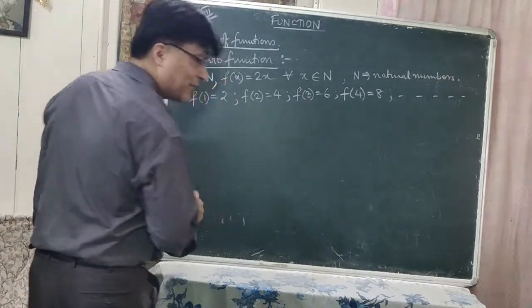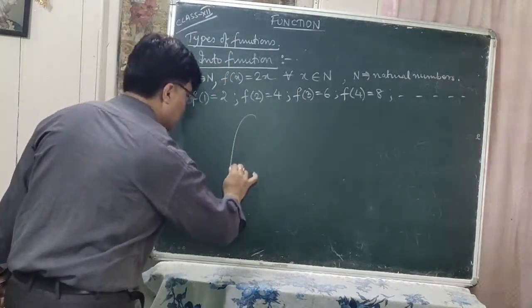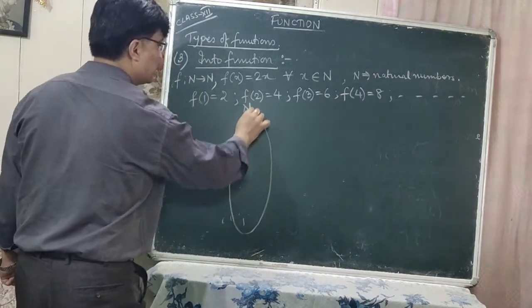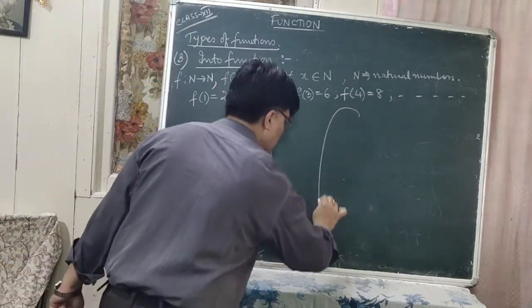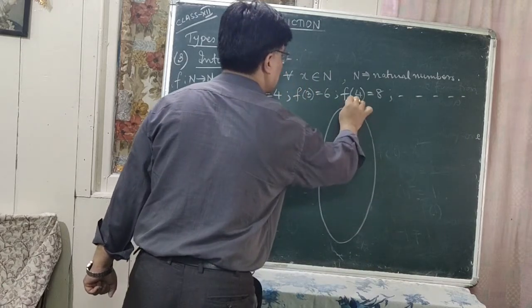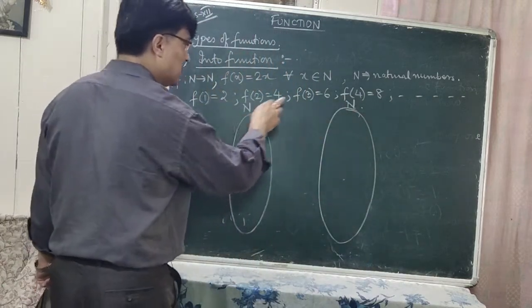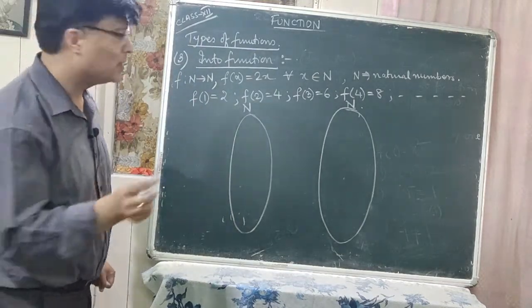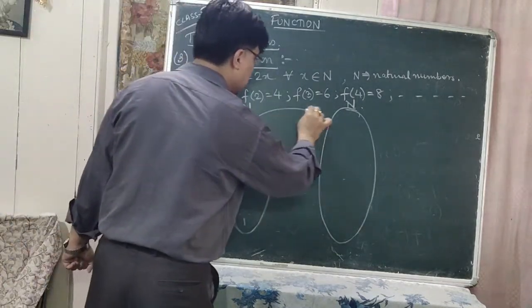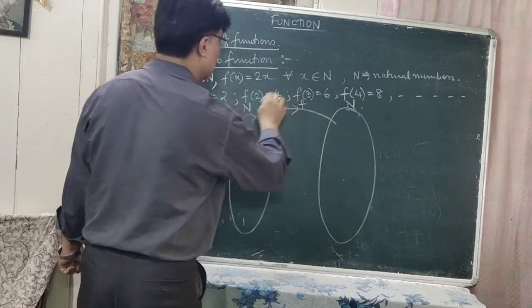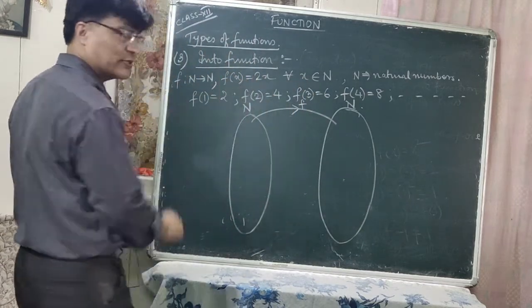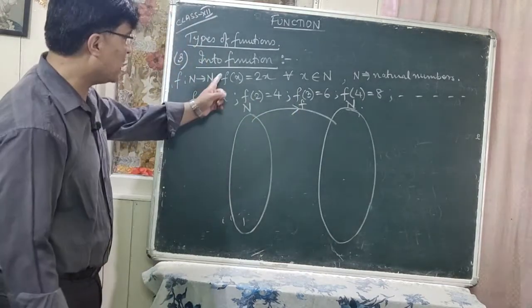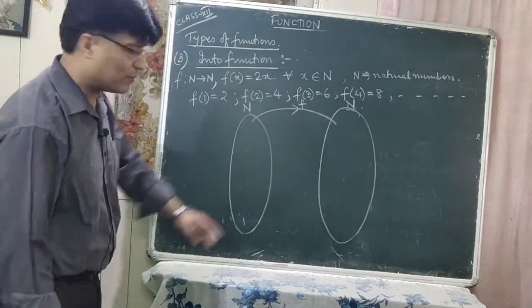So let us draw a diagram here. This is the set of natural numbers, the first N, and this is your second N, the set of natural numbers. Now there exists a rule f here, that is f of x is equal to 2x. They are connected by the rule f.